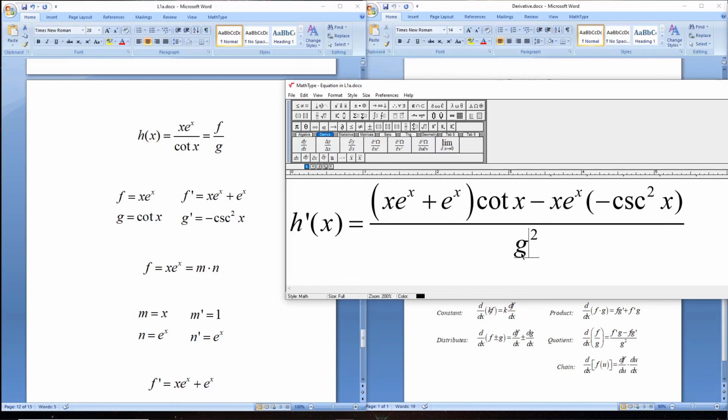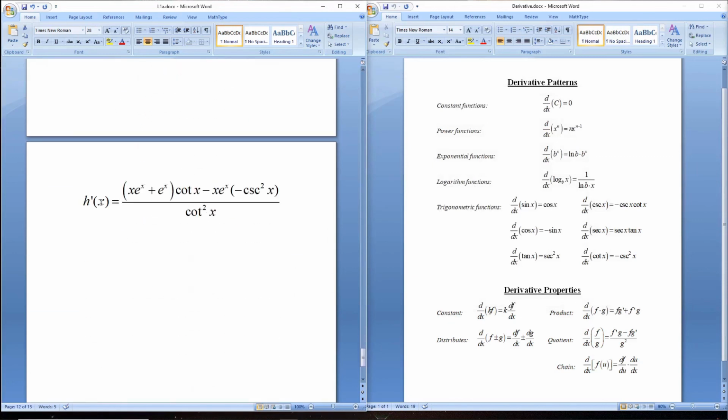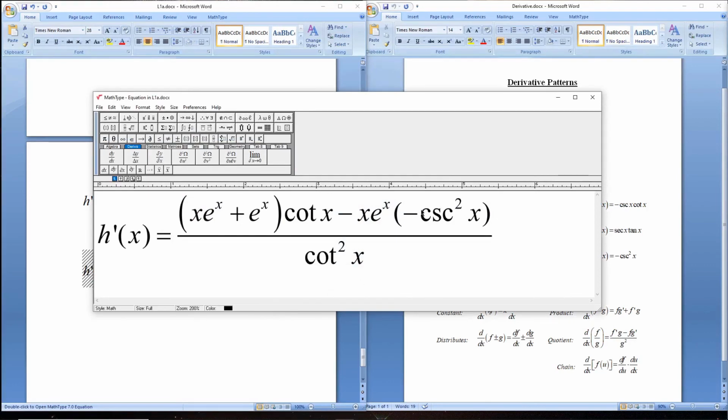And now finally, we'll plug in g into the denominator. G is cotangent. And so this is what it looks like when we plug all our information in. And then we'll do our best to clean things up. So the minus and the minus here is a positive. Because that minus is gone, we don't need this parentheses anymore.